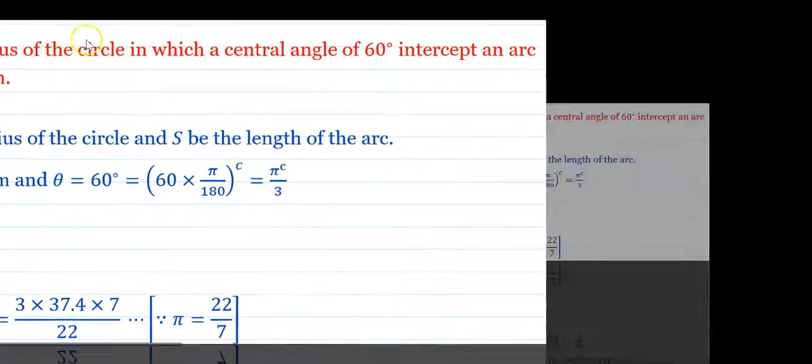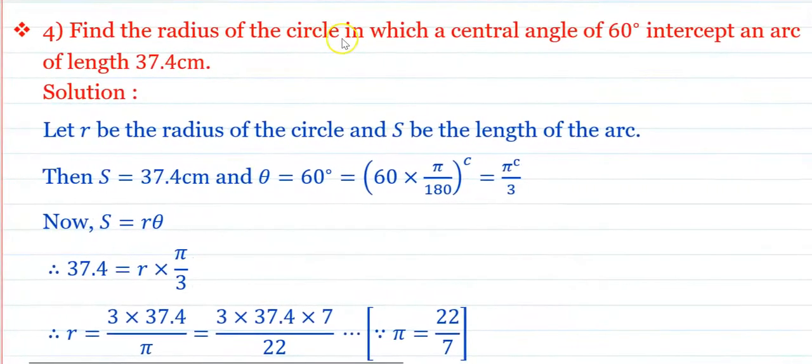Now the next problem. Find the radius of the circle in which a central angle of 60 degrees intercepts an arc of length 37.4 centimeter. Okay. Let r be the radius of the circle. s is the length of the arc. s is equal to, we have been given the length of the arc, it is 37.4 centimeter.